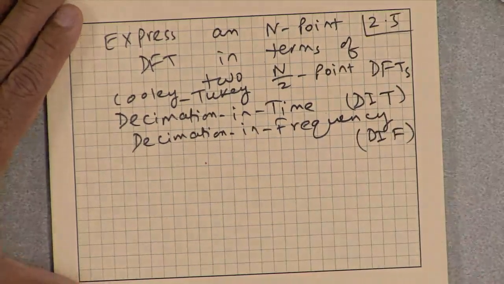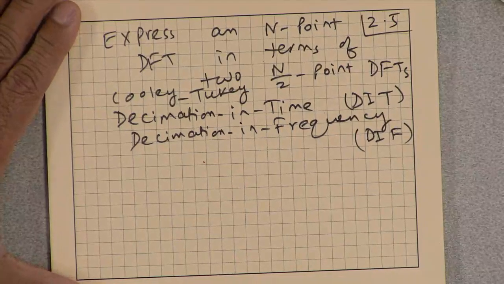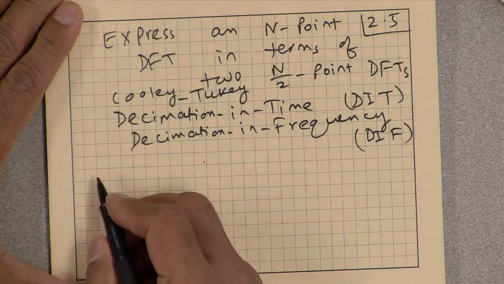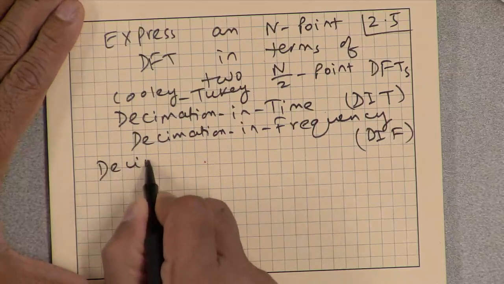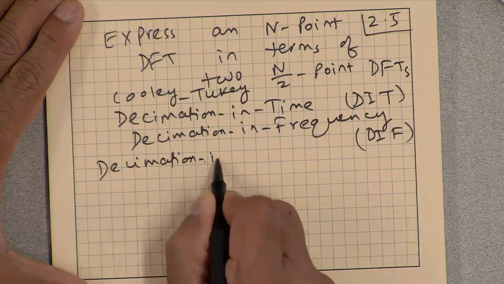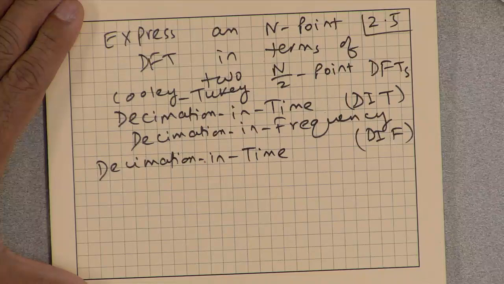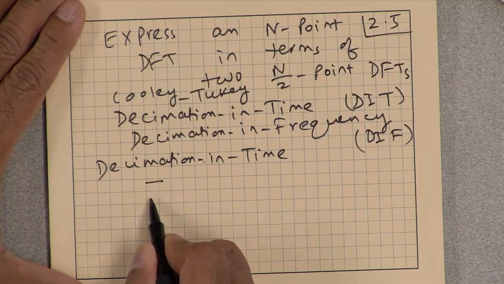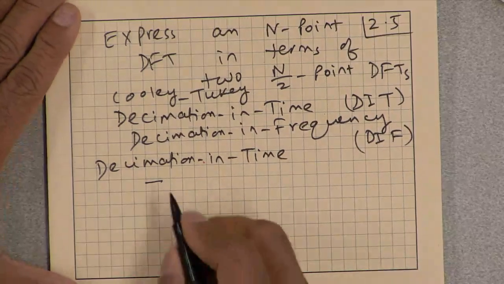Okay, so DIT and DIF are two approaches, two dual approaches. We can think of them as dual approaches. Okay, so let's start with the decimation in time. So what is really the difference between DIT and DIF? Let's just explain the basic idea of what is the meaning of decimation in time.